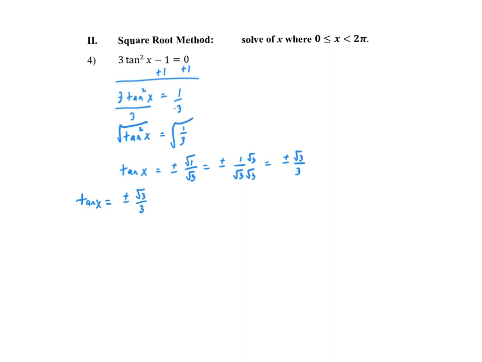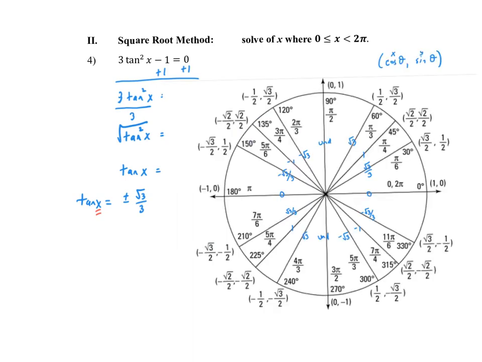Okay, so let's summarize. We're trying to find the angles where the tangent value is plus or minus root 3 over 3. Let's take out our unit circle and find those angles. The tangent of pi over 6 is root 3 over 3. Tangent of 7 pi over 6 is root 3 over 3. Tangent of 5 pi over 6 is negative root 3 over 3. Tangent of 11 pi over 6 is negative root 3 over 3. So we have 4 solutions. X equals pi over 6, 5 pi over 6, 7 pi over 6, or 11 pi over 6.